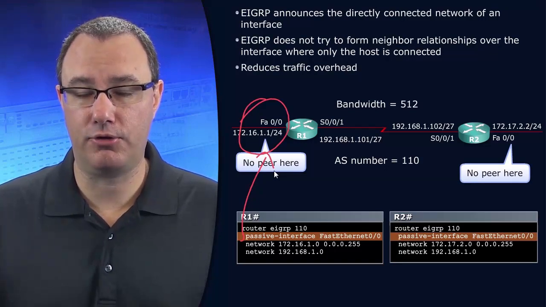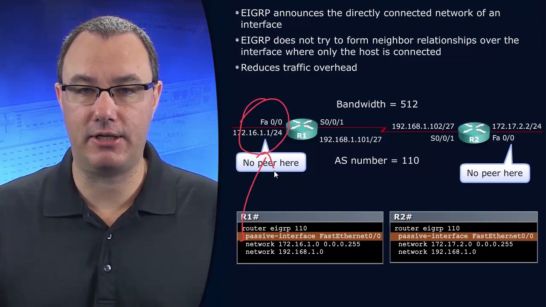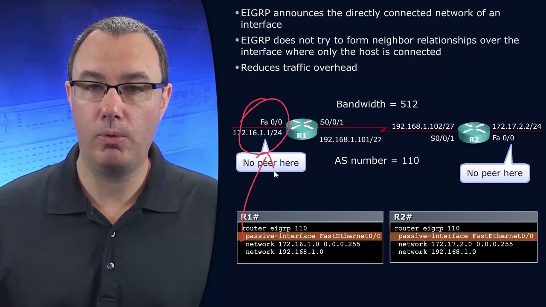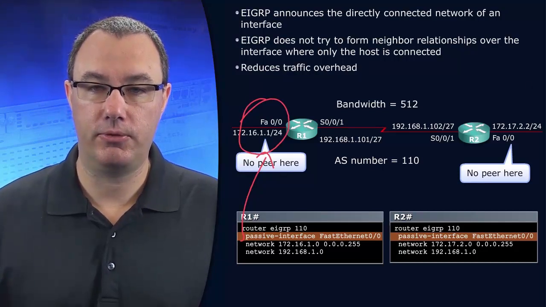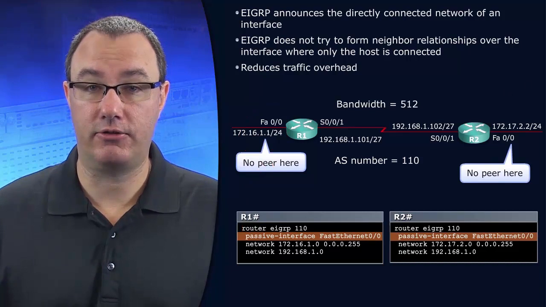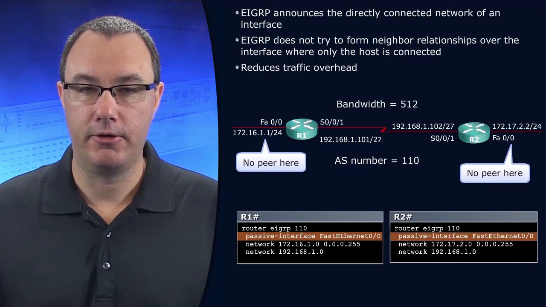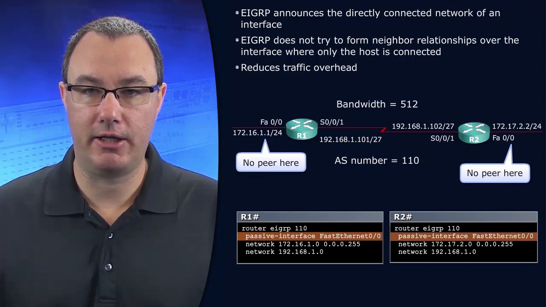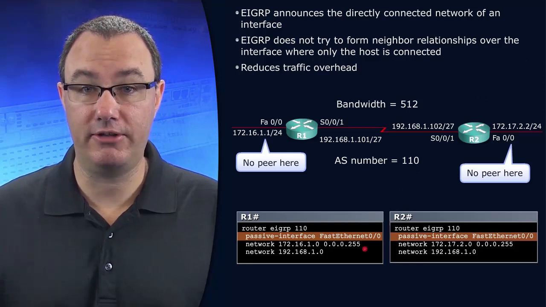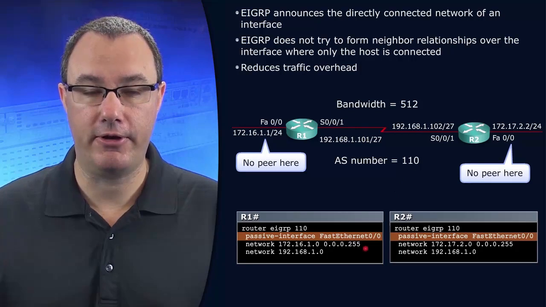But why did we turn the routing protocol on for Fast Ethernet 0/0? Well, we turned it on so that we could advertise that network into the autonomous system. So that's important. But the problem is the network command is multifaceted. It also says we will listen to hellos and speak hellos out of the interface.